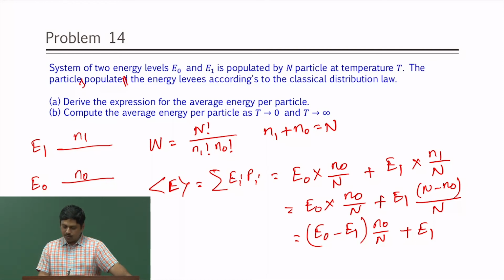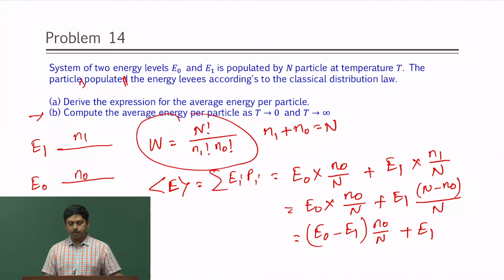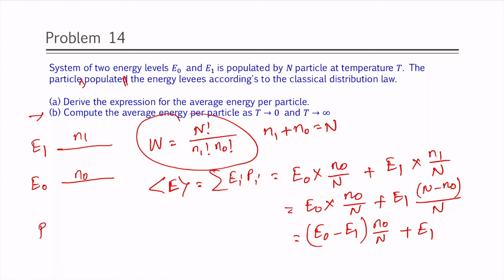Compute the average energy per particle as T tends to 0 and T tends to infinity. In order to compute the second one, I will have to assume that the Boltzmann distribution is taking place even for such a simple model, and we know that it follows the Boltzmann distribution once it follows this statistics. So, therefore, we can write PI as e to the power minus EI by KBT.